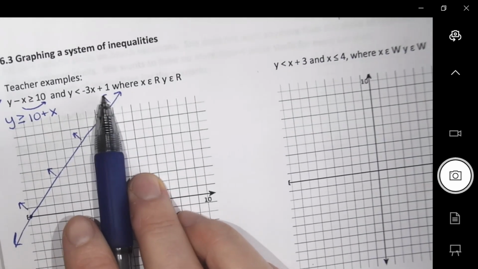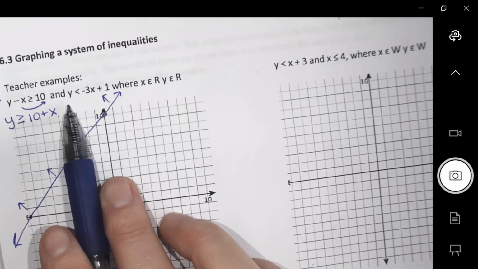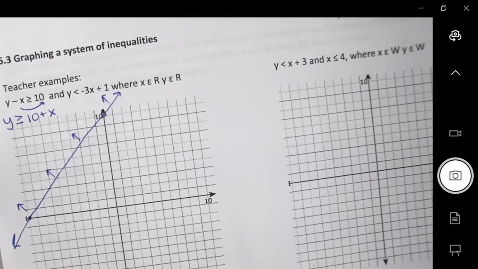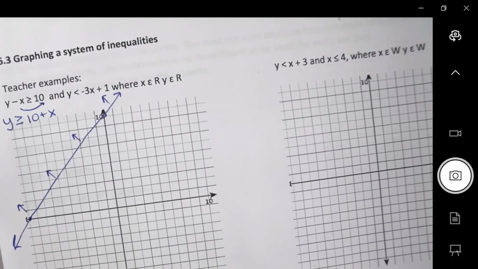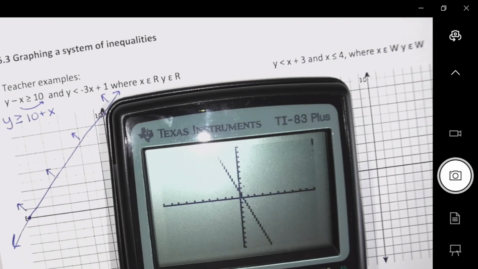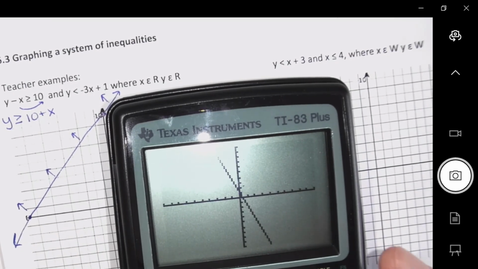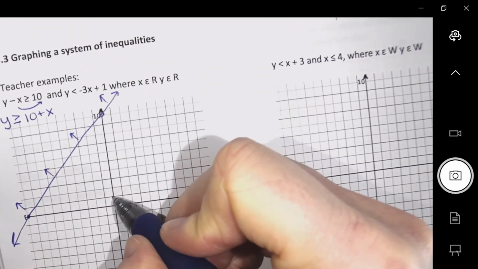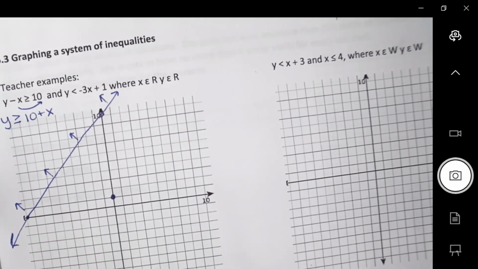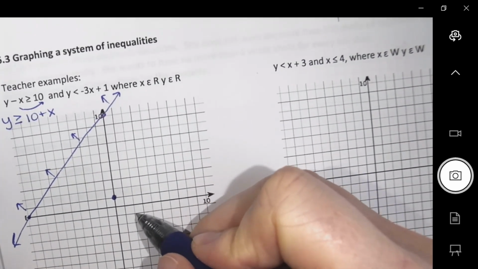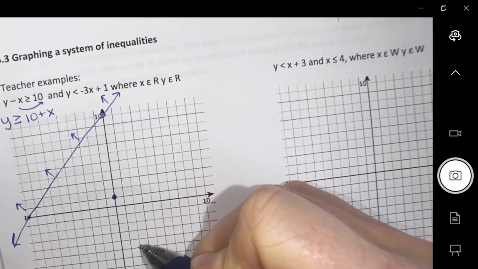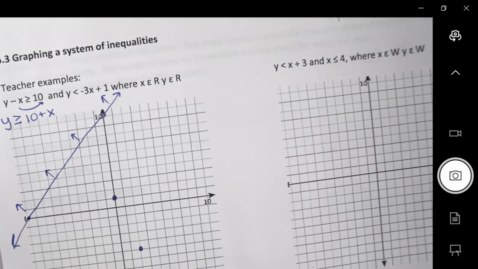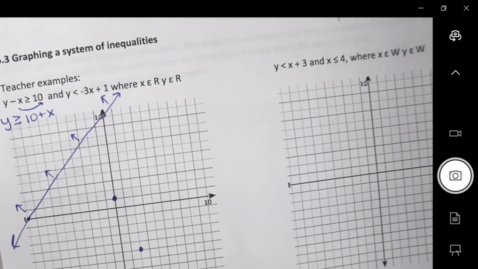This one is ready to go because y is alone. So just type negative 3x plus 1. Graph it. Get me some points with your trace. Negative 3x plus 1. I have the coordinate 0, 1. I picked another coordinate, 2, negative 5, which came up when I pushed trace.